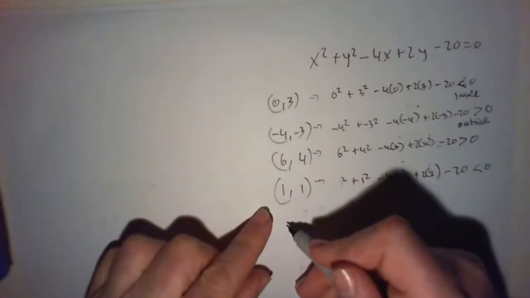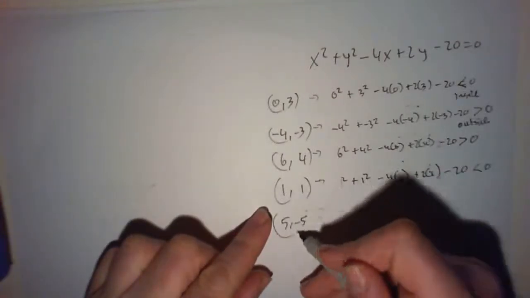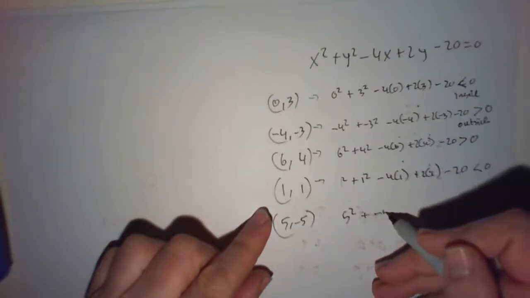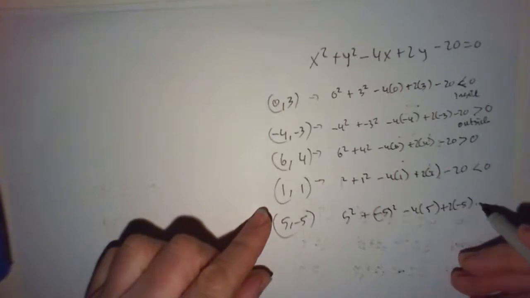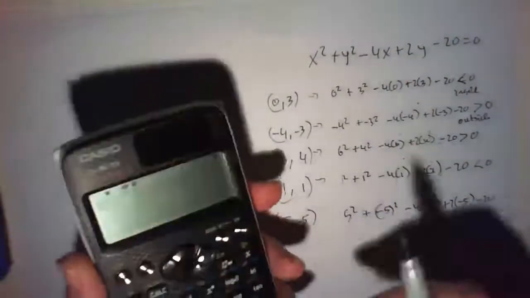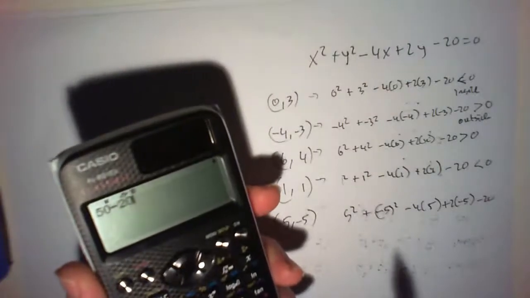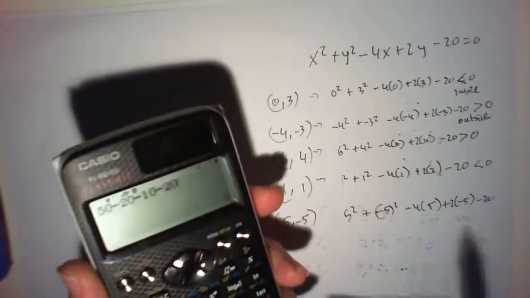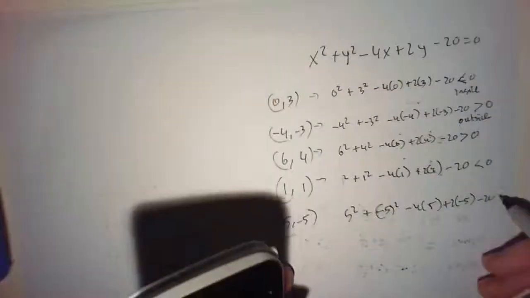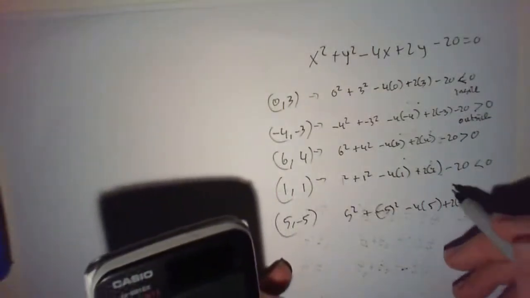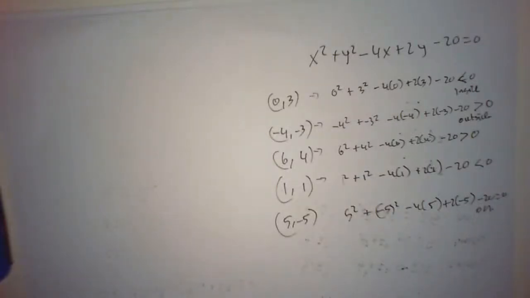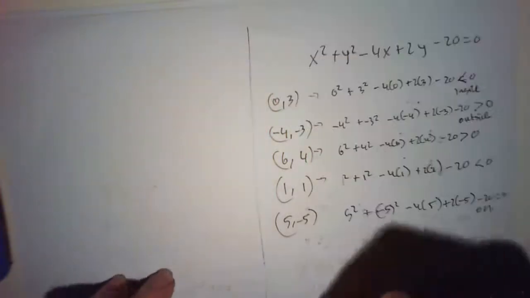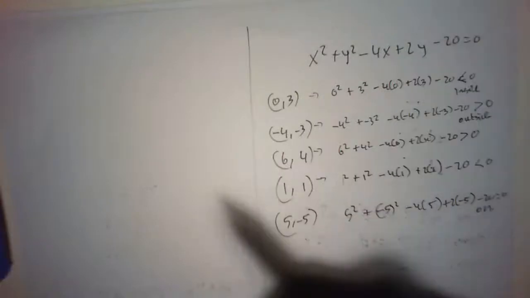Here, I'll do one that is definitely on. 5, minus 5. Okay, so I'll do this one. 5 squared plus minus 5 squared minus 4 times 5 plus 2 times minus 5 minus 20. Okay, so that's 50 minus 20 minus 10 minus 20 is 0. Okay, I hope you can see that. That's equal to 0, so it's on. All the rest were either inside or outside. Okay, so that one, again, is a nice one just to get yourself playing with the idea of these positions that you can have.